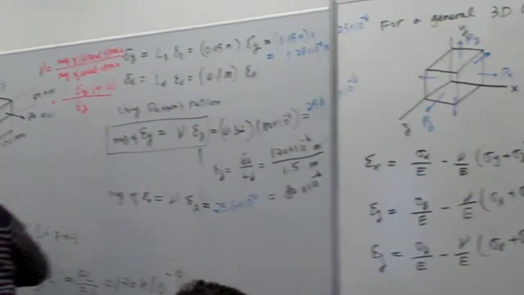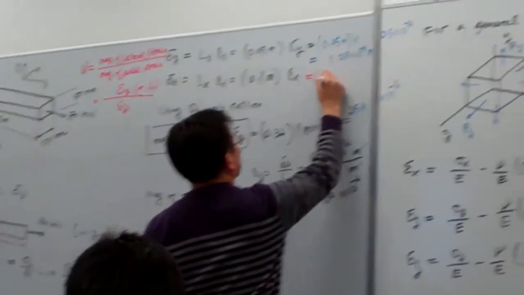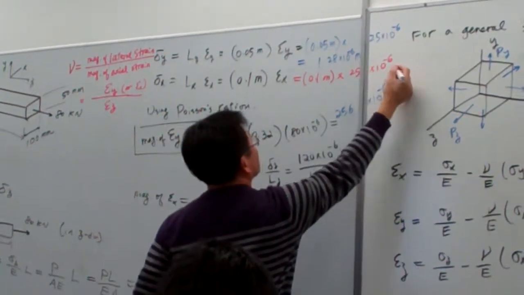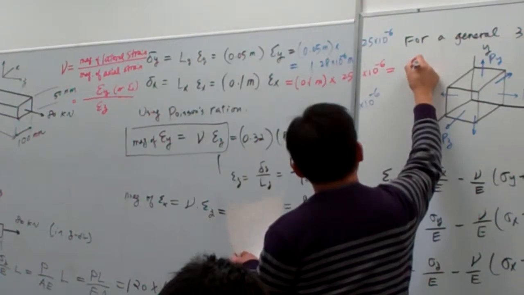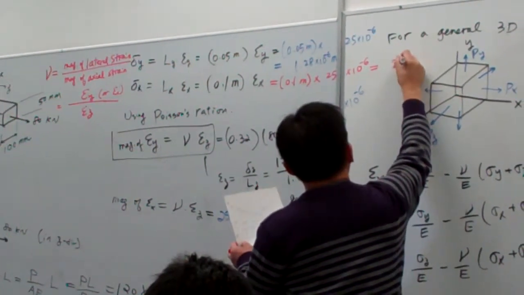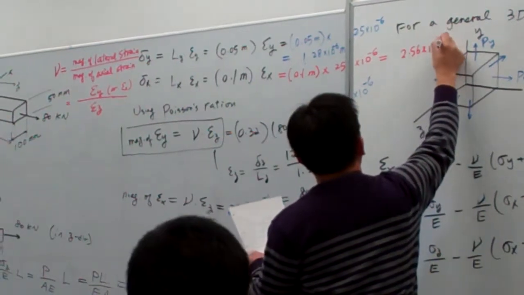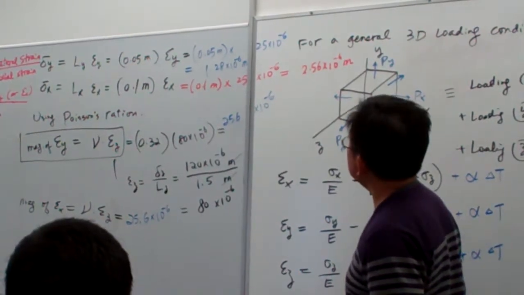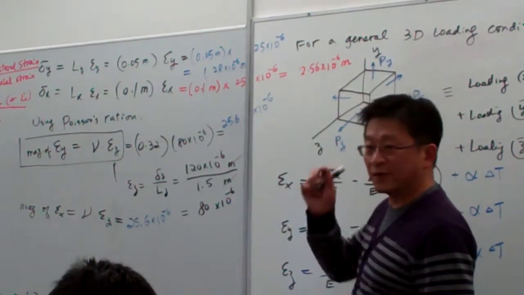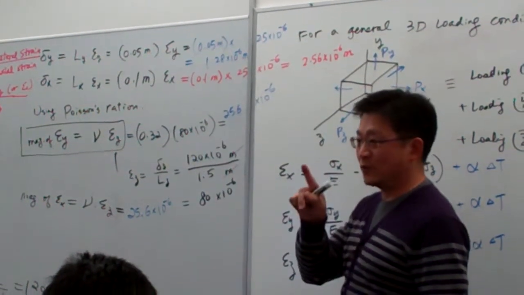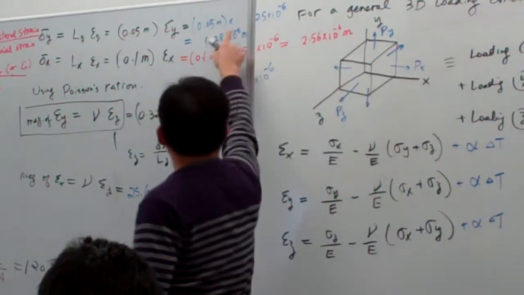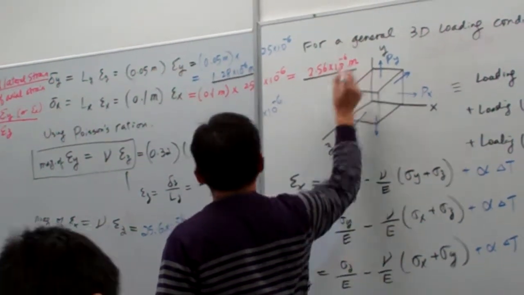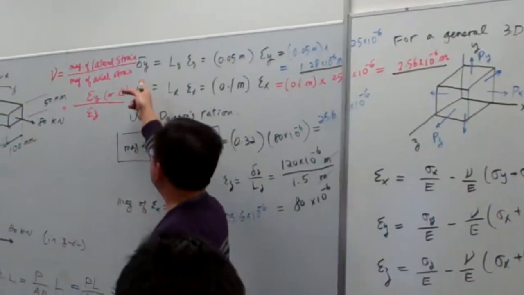For delta x, this one equals 0.1 meter multiplied by 25 times 10 to the minus 6. So this one is 2.56 times 10 to the minus 6 meters. That be okay? One more thing. Here we calculate this number, and this number only tells us the magnitude of the deformation.